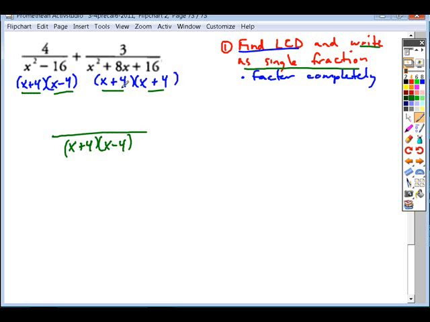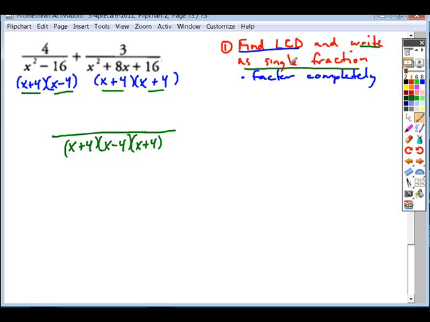How many x plus 4s do I already have? One, so how many more do I need? Just one more. So I have a total of 2, but I don't need 3 down there, because the least number of times x plus 4 has to be a factor is 2. Okay, so here's my LCD factor.